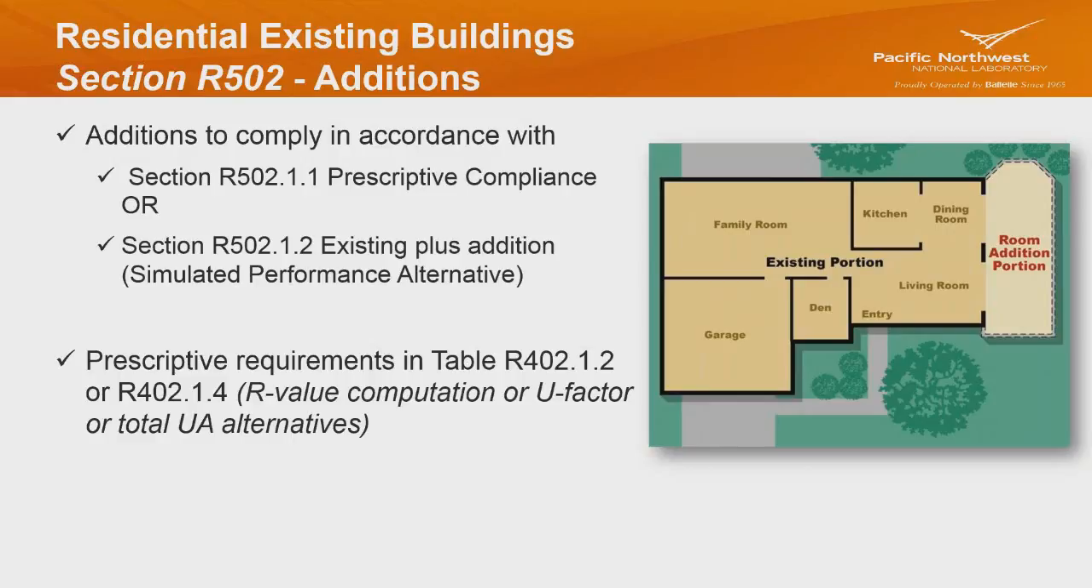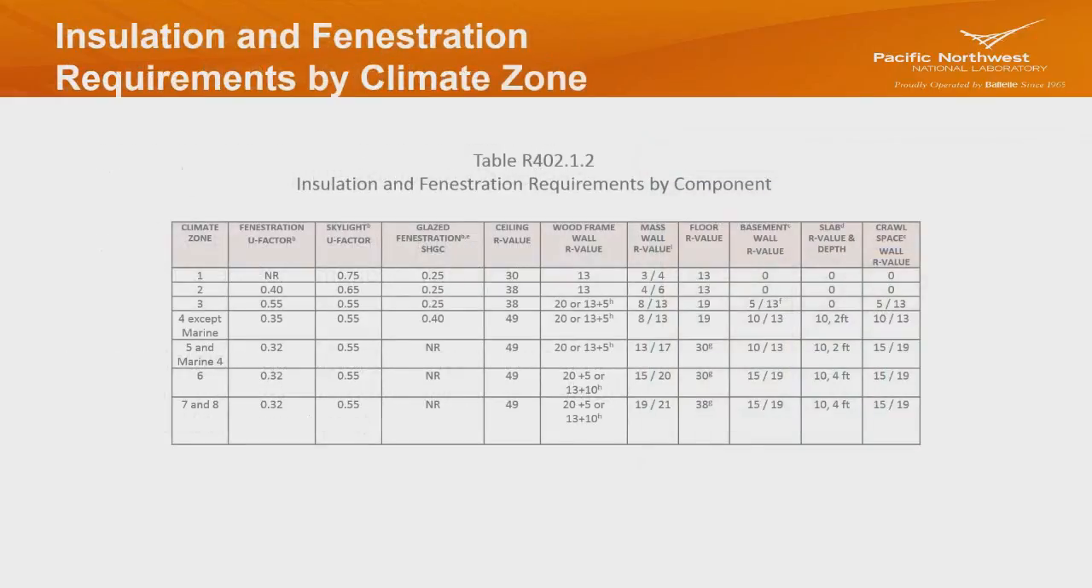The prescriptive requirements sit in Table R402.1.2 or R402.1.4. Those are two different tables. One's an R-value table, insulation and fenestration only, and one's a U-factor table, or total UA. Very important, keep this in mind. For the software tools, we use the U-factor table. That's the baseline for the assemblies that are in the software tools, which I'll show you.